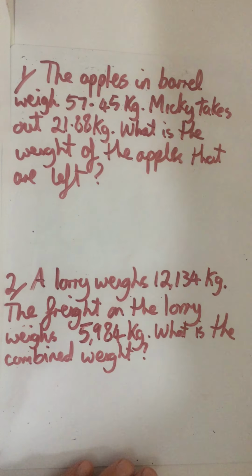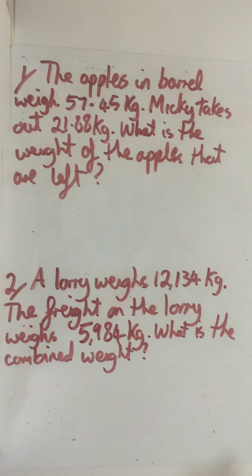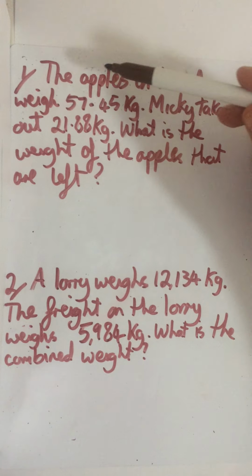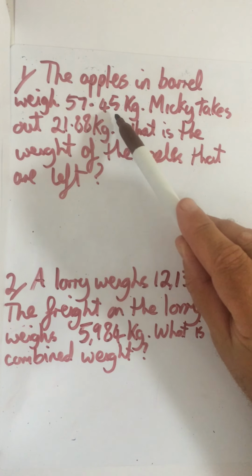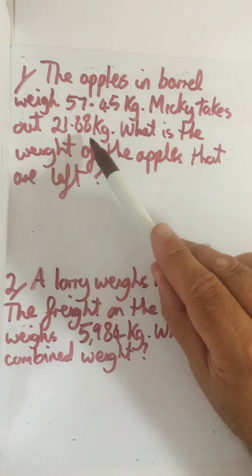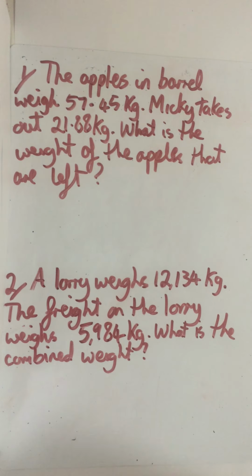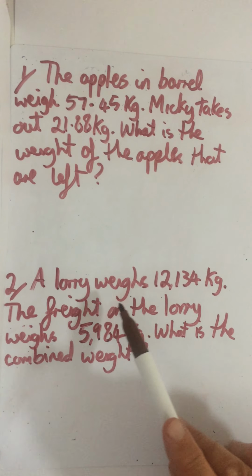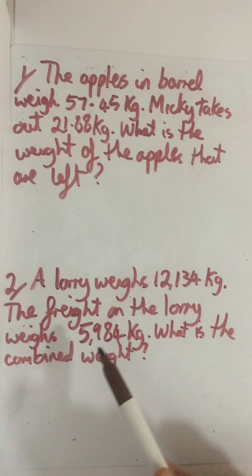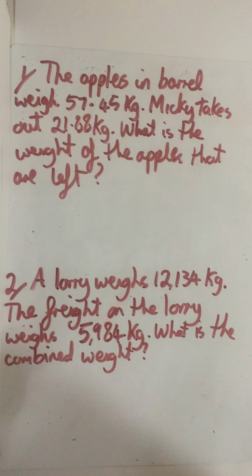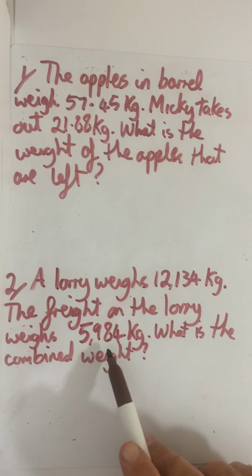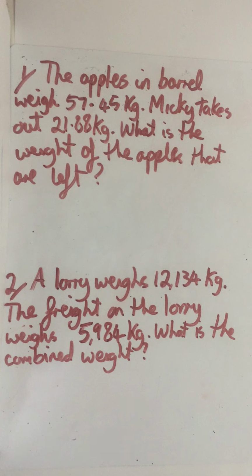Now we've got 2 questions here. So the first thing, have a little read of it and work out what calculation do we make first. So this one, the apples in a barrel weigh 57.45 kilograms. Mickey takes out 21.88 kilograms. What is the weight of the apples that are left? Question 2, a lorry weighs 12,134 kilograms. The freight on the lorry, which is the goods, weigh 5,984. What is their combined weight? Now pause the video, have a go at those 2 questions please with your workings out, and play the video again when you've finished them.